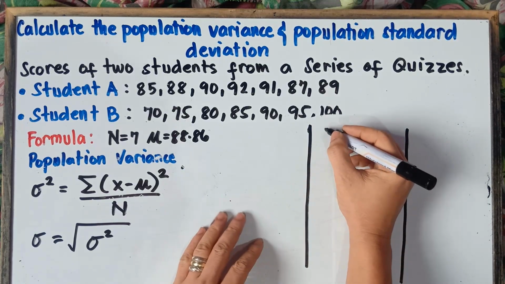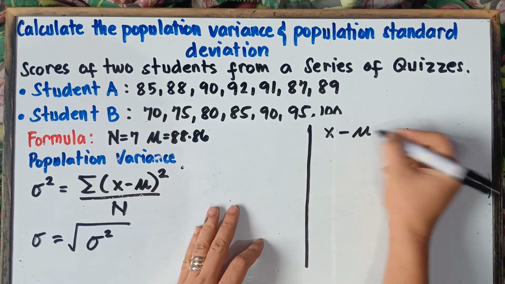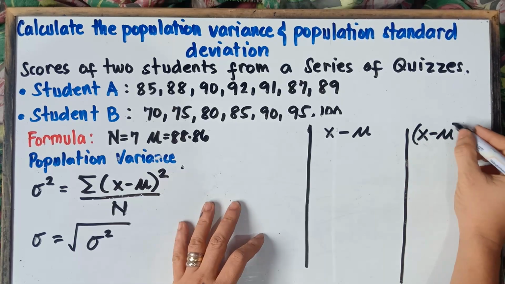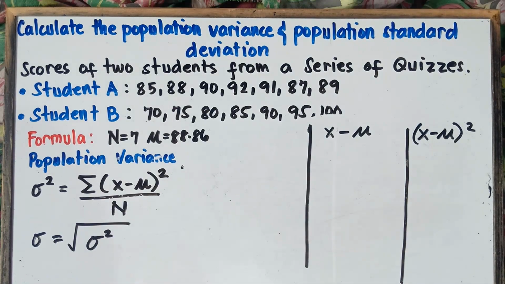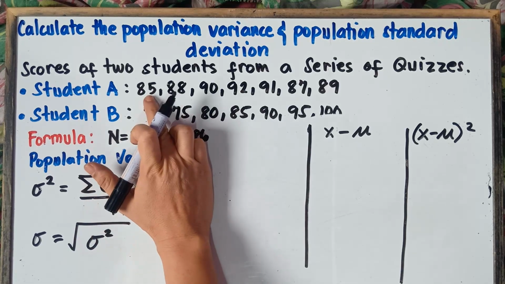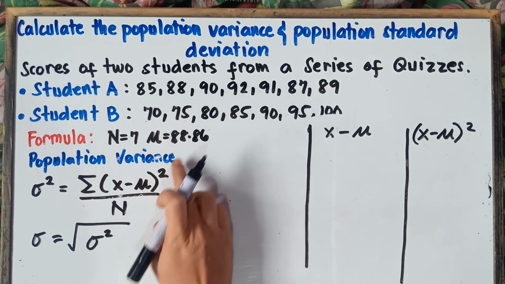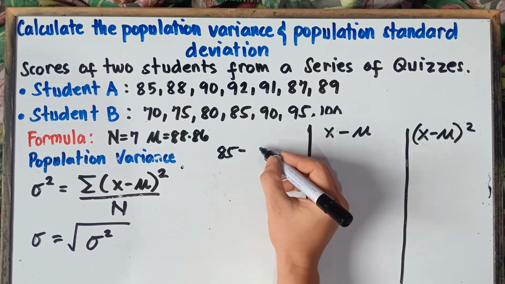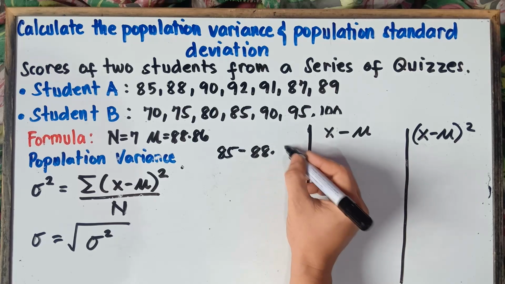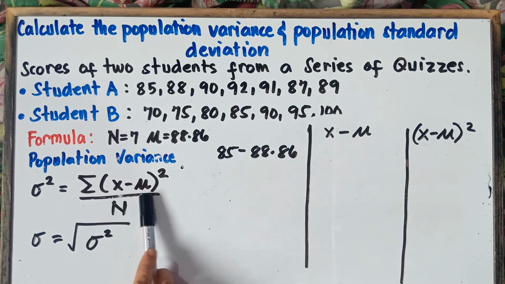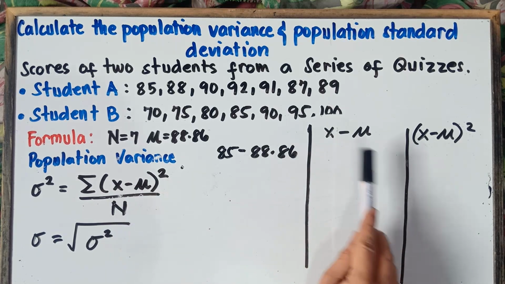Alright, so this will be x, the sample minus the population mean, and then squared. Let's subtract the sample by the population mean. Once again, let's do it step by step. The first sample minus the population mean, so this will be 85 minus 88.86.